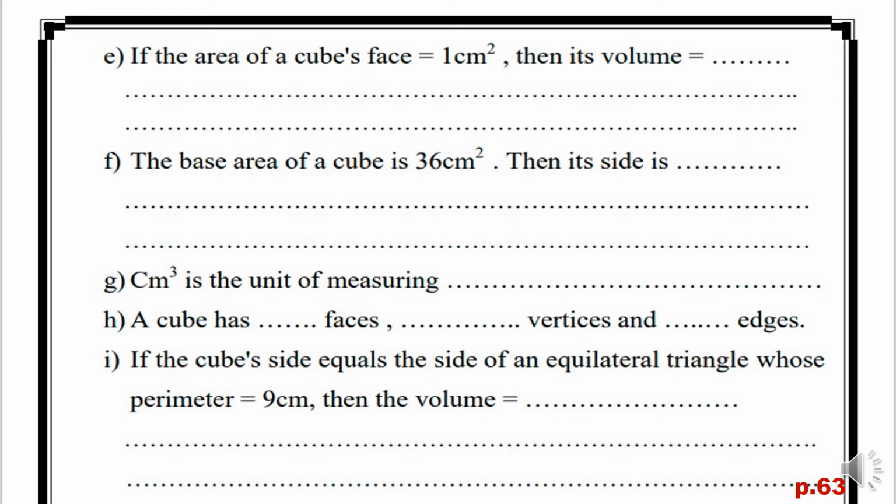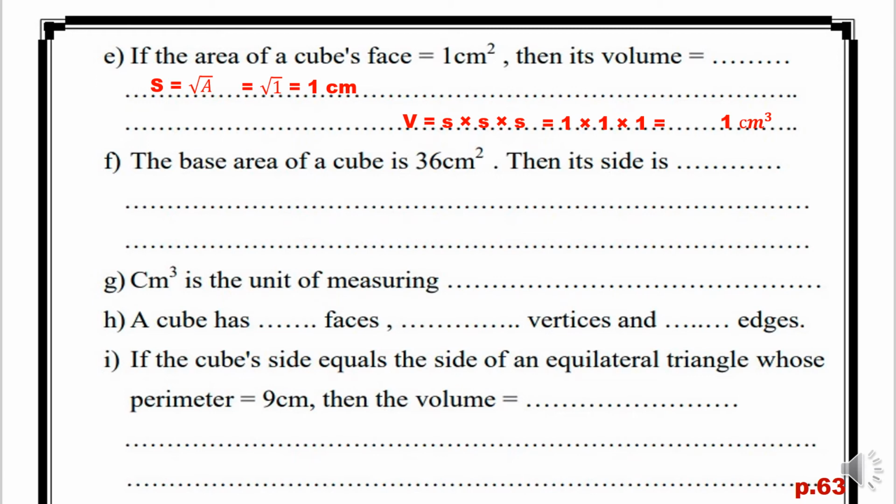Booklet page 63. Letter E. If the area of the cube's face is equal to 1 centimeter squared, then find its volume. To get the volume, it's equal to side times side times side. I don't have the side here. I have the area of the face. So the side is equal to the square root of the area. So the square root of 1 equals 1 centimeter. The volume equals side times side times side, equal to 1 times 1 times 1, which equals 1 centimeter cube.